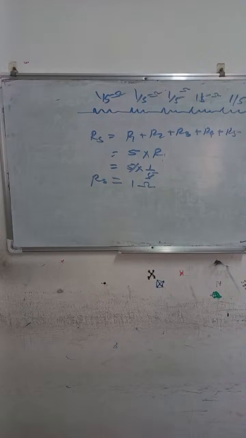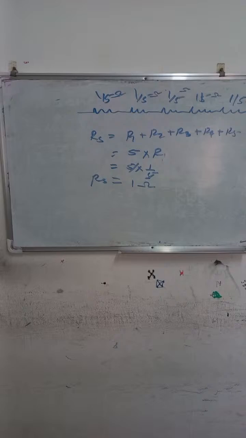Write down the next one. What is the minimum resistance which can be made using 5 resistors, each of 1 by 5 ohm? Options are given. First is 1 by 5 ohm. Second, 1 by 25. Third option, 1 by 10. And last option is 25 ohm.